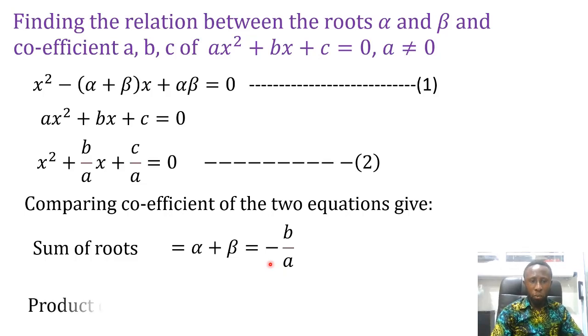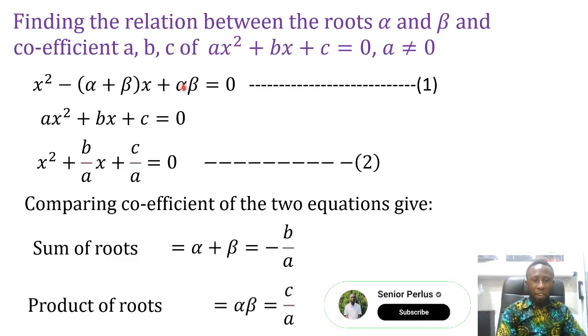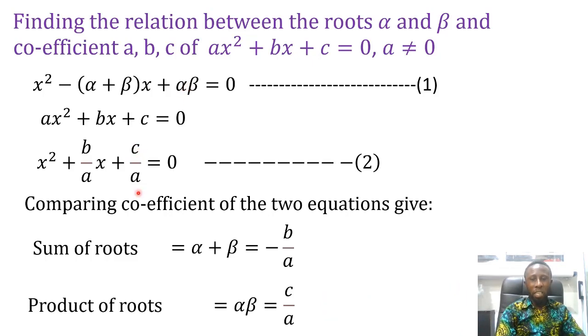Then the product of roots. If you compare the constants, the product of roots, alpha times beta, is equal to c out of a. Simple as that. So this is the relation. Let's solve some examples after this.